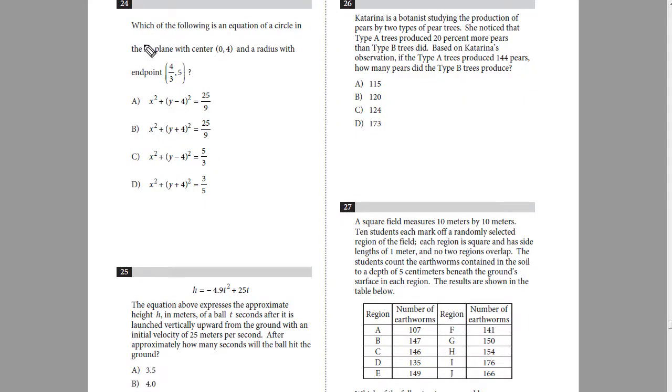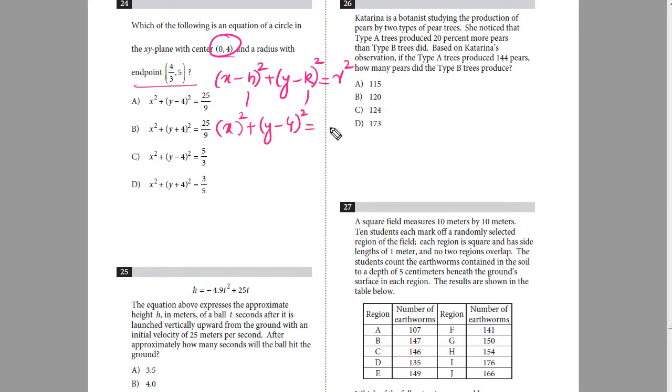Question number 24. Which of the following is an equation of a circle in the xy plane with center 0, 4 and a radius with endpoint 4/3, 5? Now the standard equation of a circle is (x minus h) whole square plus (y minus k) whole square is equal to r square. Now these h and k are the coordinates of the center. So h is 0 and k is 4. So the left side of the equation will become x square plus (y minus 4) square is equal to now r.